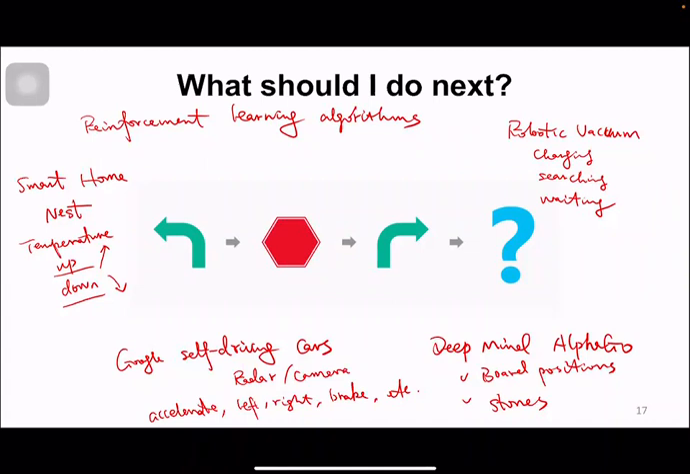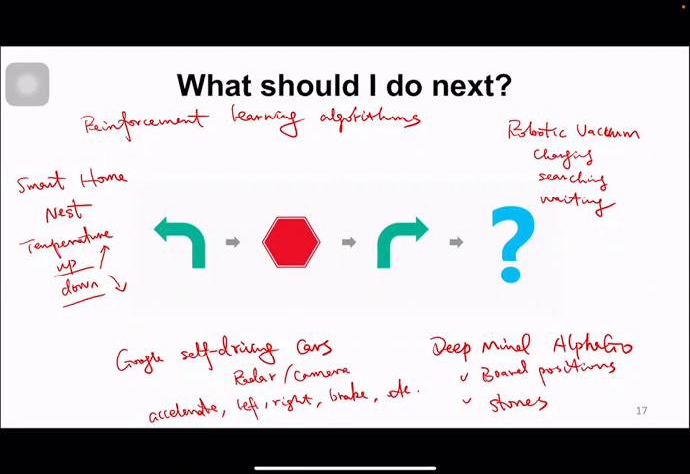And you can also see DeepMind and AlphaGo. AlphaGo is actually a DeepMind deep learning algorithm playing the game of Go. When you play, there are board positions and you have stones. Where do you want to put your stone? Those are all the decisions you want to make.